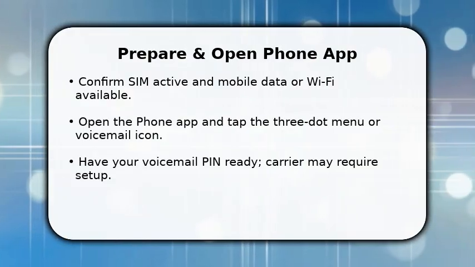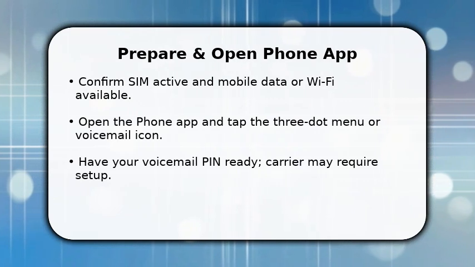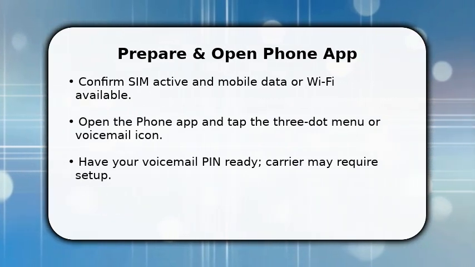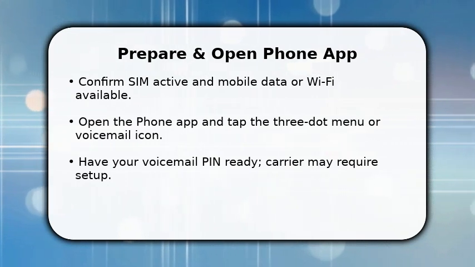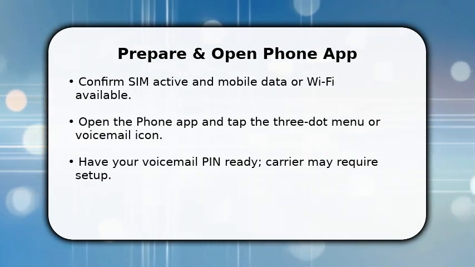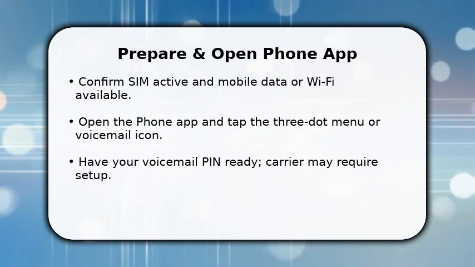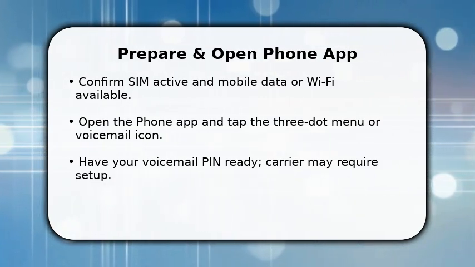You start by making sure your SIM is active and either mobile data or Wi-Fi is available so the phone can reach carrier voicemail services. Open the phone app now and tap the three-dot menu or the voicemail icon in the dialer. This moves you into voicemail controls.